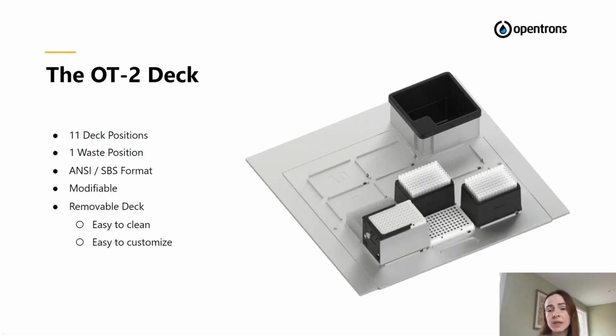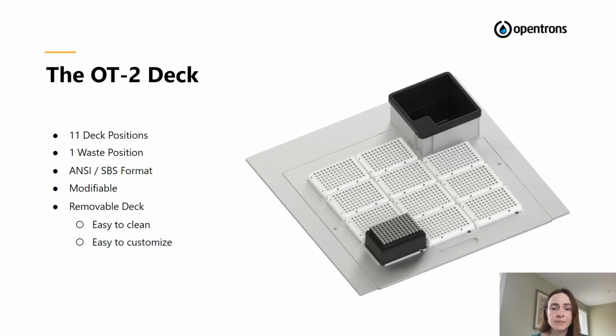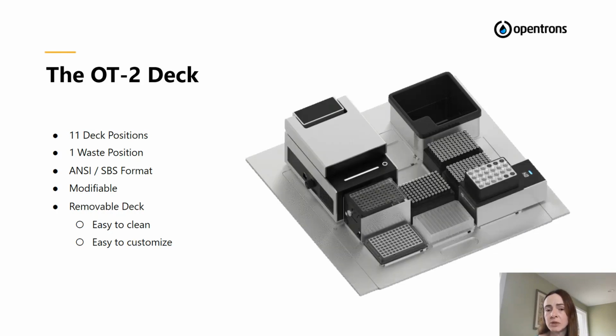And all of this, everything can be removed as well. So all of the consumables, but also the hardware, such as thermocyclers or magnetic modules, can all be removed and moved around. And then pipettes, we have a variety of pipettes that could be put onto the gantry. It can hold up to 2 pipettes at the same time, and you can choose the pipettes that you want based on your application. So we have single channel options and 8-channel options in a variety of volumes, and they're all interchangeable with each other.